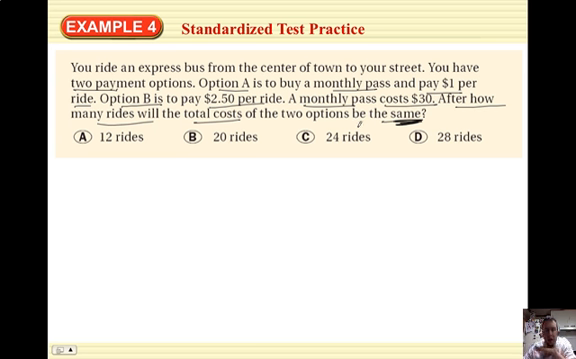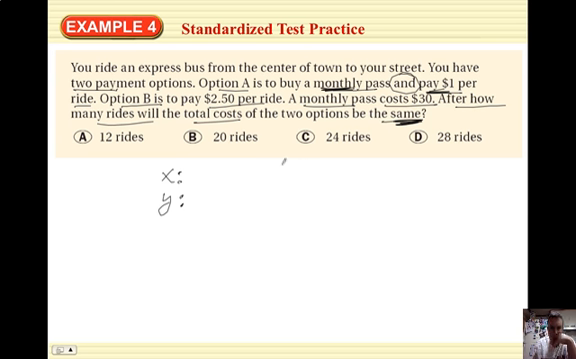Now, you have to read into the problem. There's an option A and an option B. So there's actually two equations here. Option A, think about it. Buy a monthly pass and pay $1. Okay, and what does "and" mean in math? It means plus. But let's think about our variables first. What should X mean and what should Y mean?